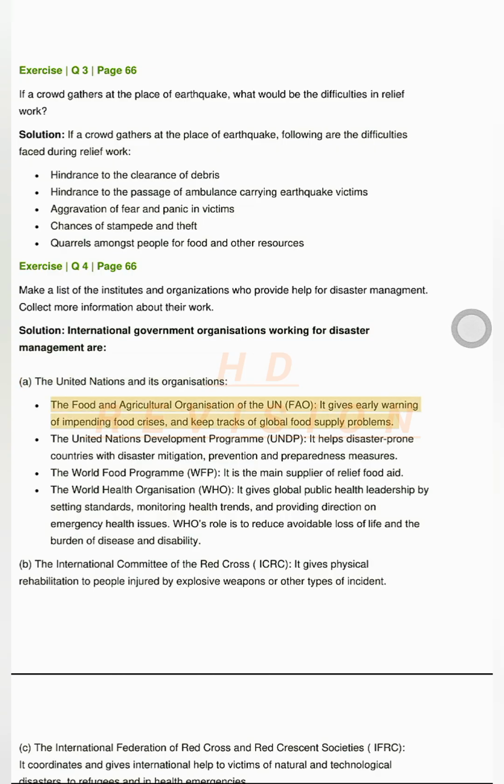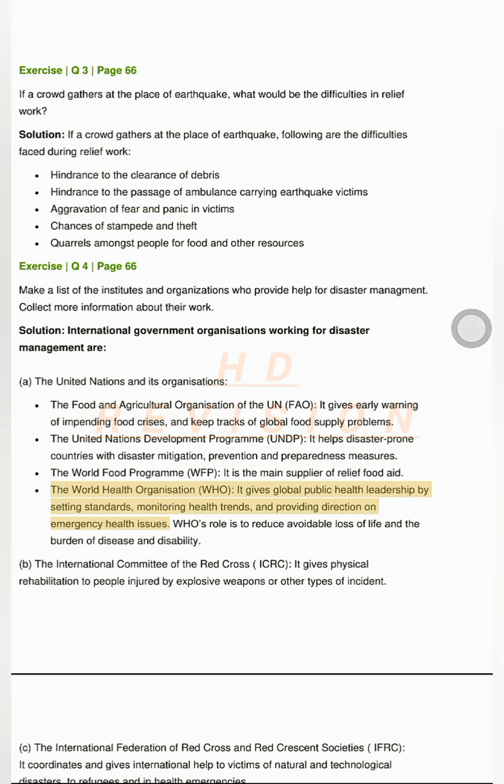The Food and Agricultural Organization of the UN, FAO, gives early warning of impending food crises and keeps track of global food supply problems. The United Nations Development Programme, UNDP, helps disaster-prone countries with disaster mitigation, prevention and preparedness measures. The World Food Programme, WFP, is the main supplier of relief food aid.